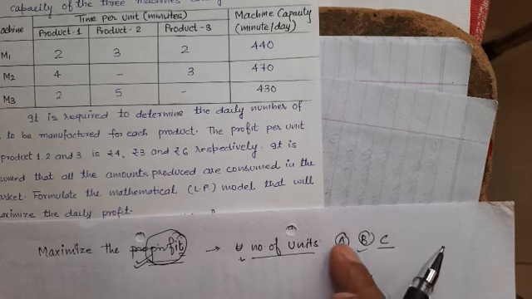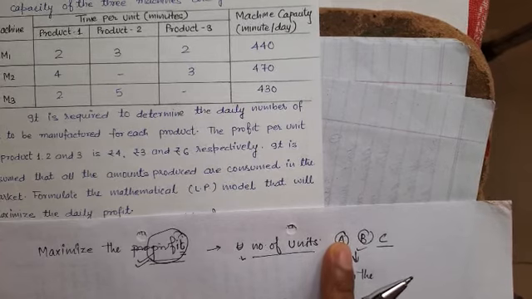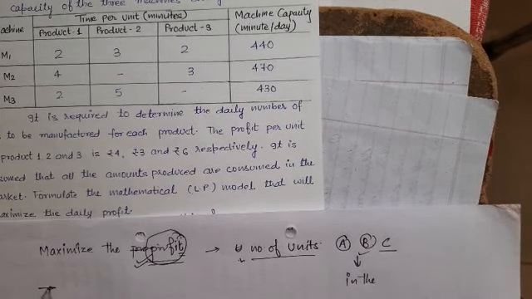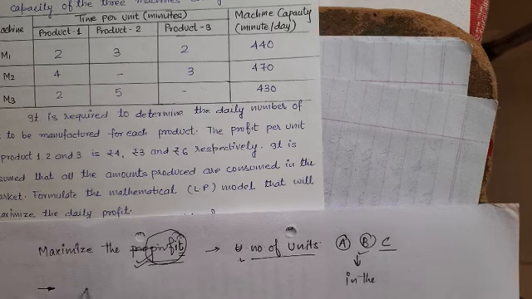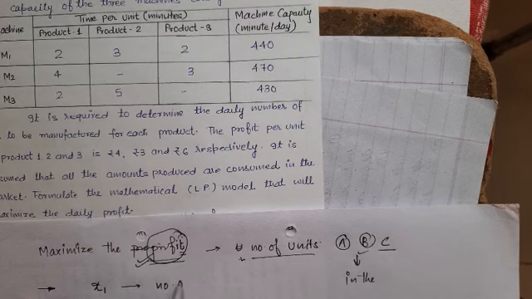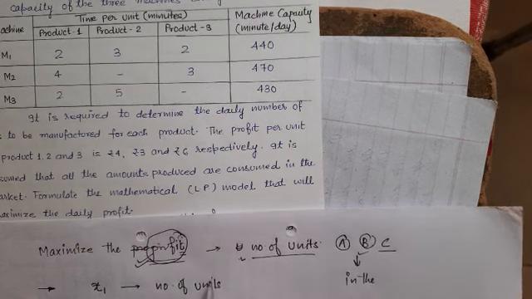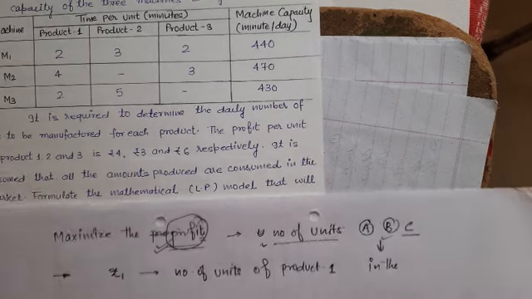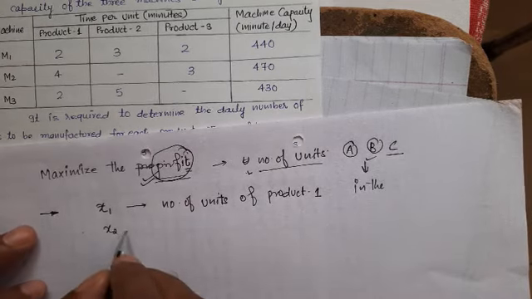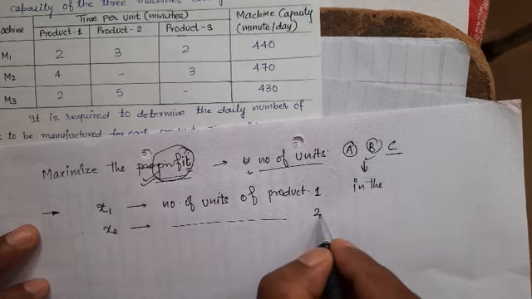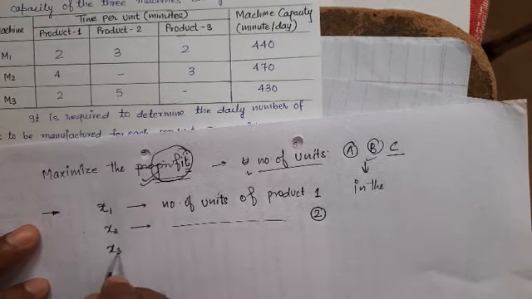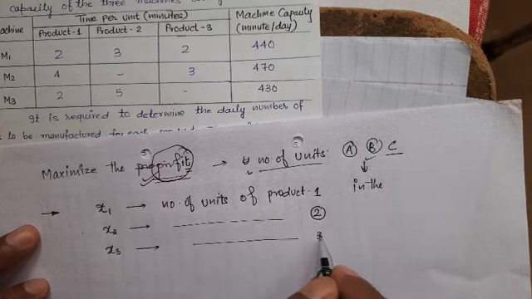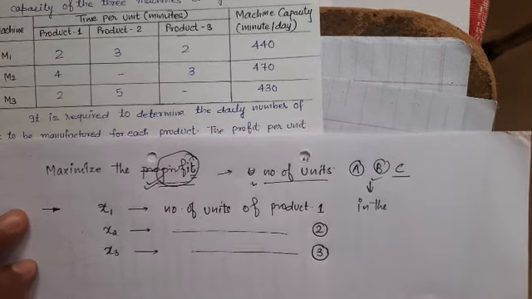So these numbers of units will be my decision variables. The first step is to write the decision variables. I will assume, let x1 be the number of units of product 1. Similarly, x2 is the number of units of product 2, and x3 is the number of units of product 3. So these are the decision variables.